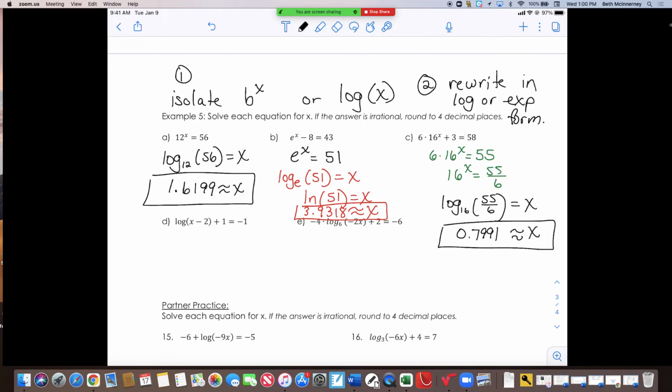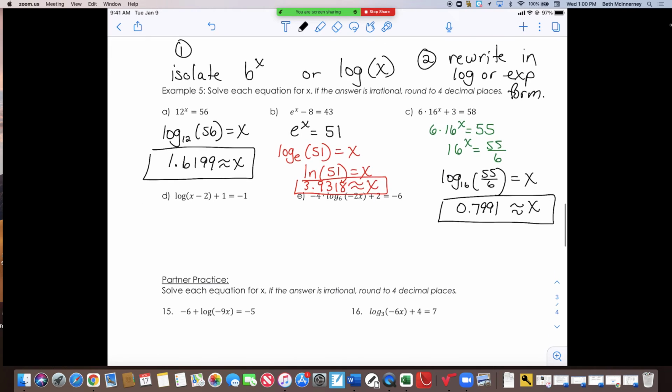All right, now the next two are logarithms. So I'm trying to get my log alone. So what would I need to do to both sides of this equation to get the log alone? Subtract 1 from both sides. When it's log and there's no base indicated, what base is it? Base 10.